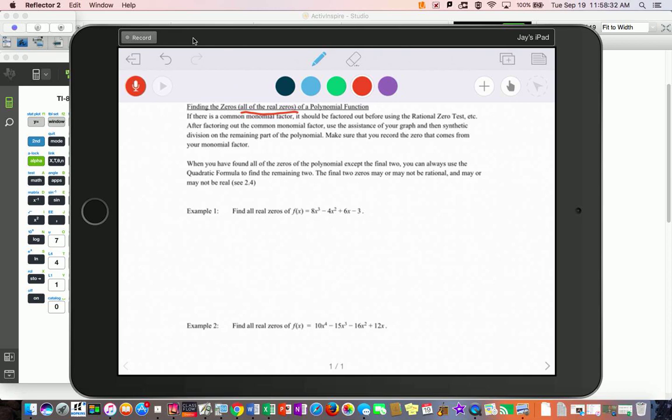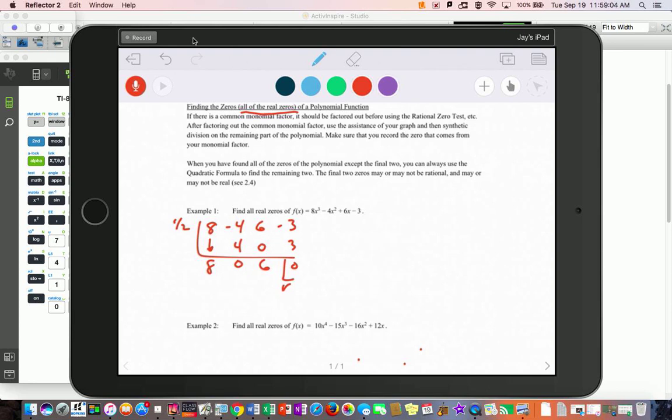So I'm going to go back here, and if you did a p over q list again, you're going to find that 1/2 might be a number. So let's try 1/2. So I do 8, -4, 6, -3. I do 1/2. So the 8 will drop straight through. Half of 8 is 4. Negative 4 and 4 is 0. Half of 0 is 0. 6 plus 0 is 6. Half of 6 is 3. And I get a remainder of 0.